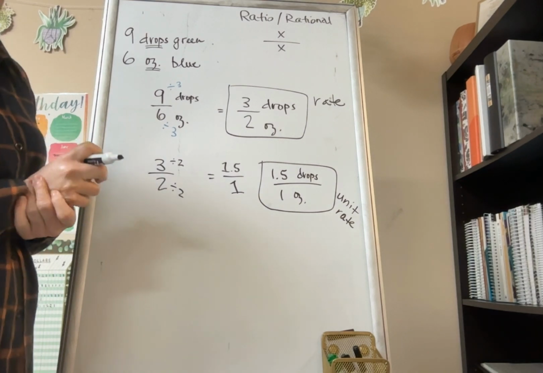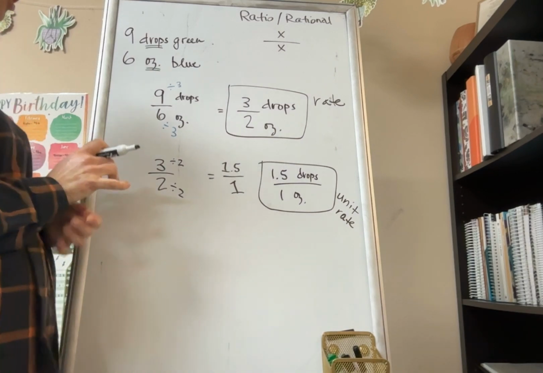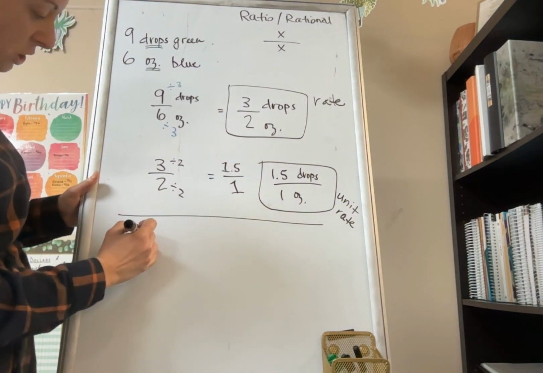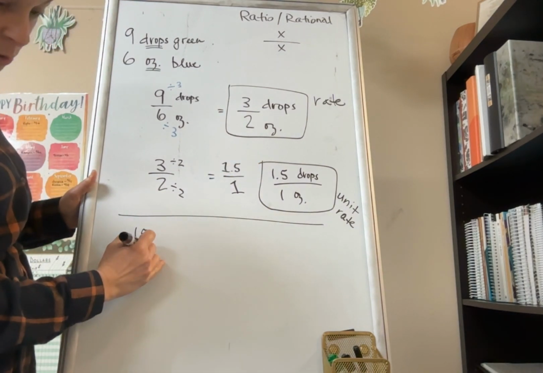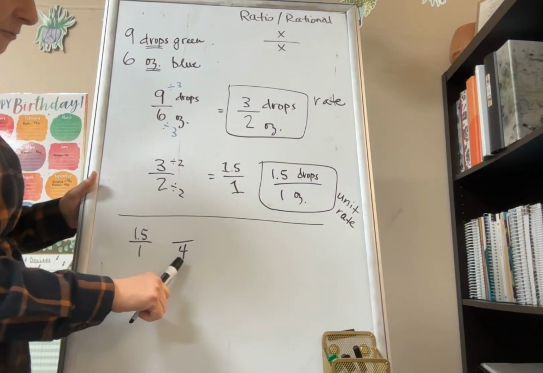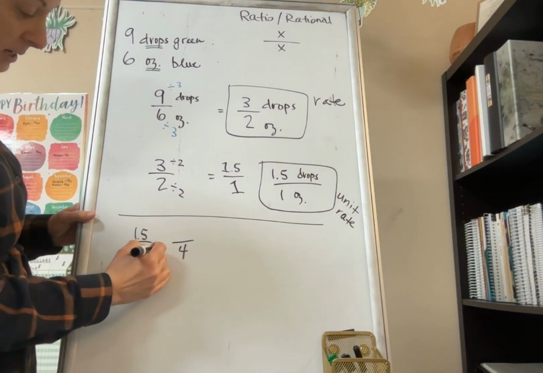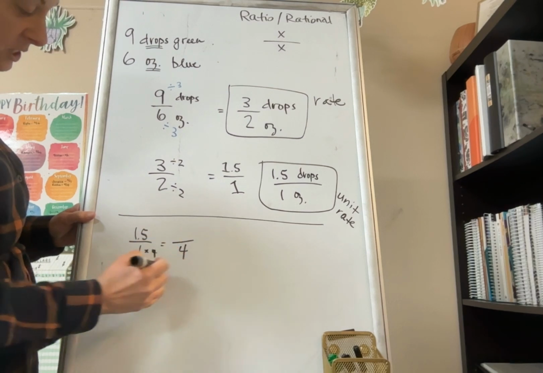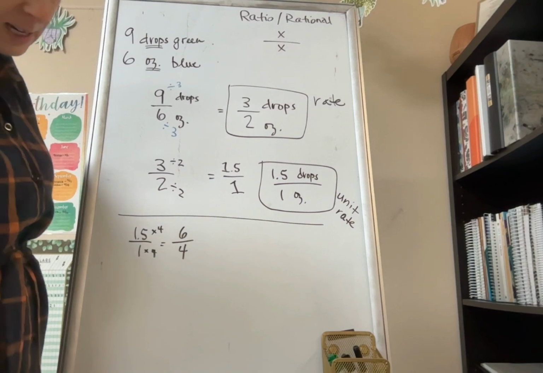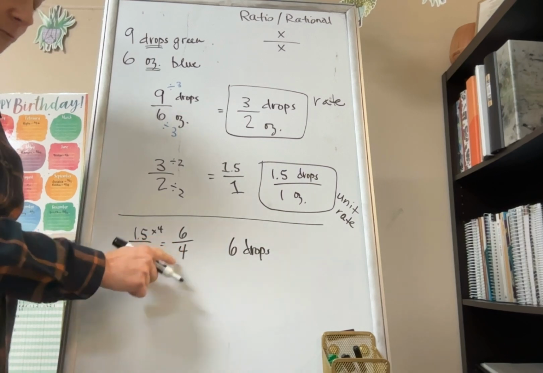Now part B tells us to use the rate to see how much green paint she needs to mix 4 additional ounces. Okay, so if this is her rate, 1.5 drops for every 1 ounce, and she's going to have 4 ounces of blue that she mixes up, how many drops of green is she going to need to use, right? Well, 1 times 4 gives us 4. What does 1.5 times 4 give us? It gives us 6. So we know she's going to need to use 6 drops of green for 4 ounces of blue.